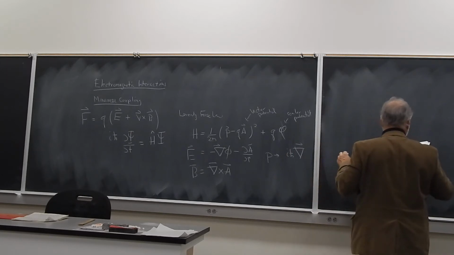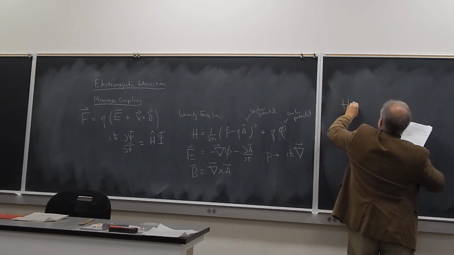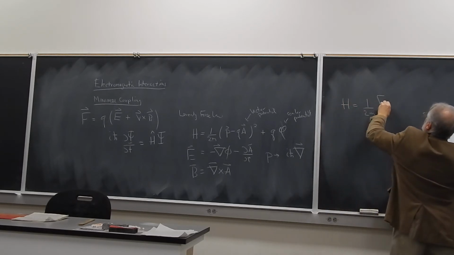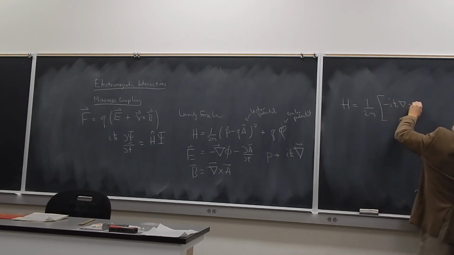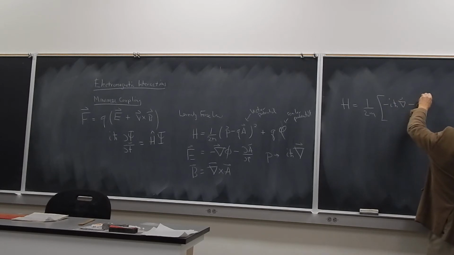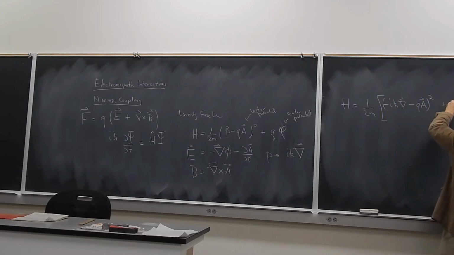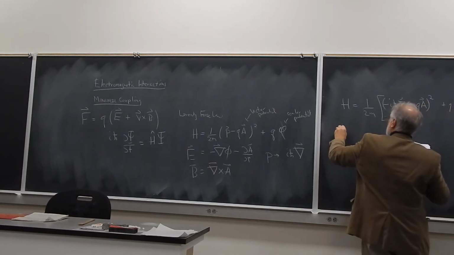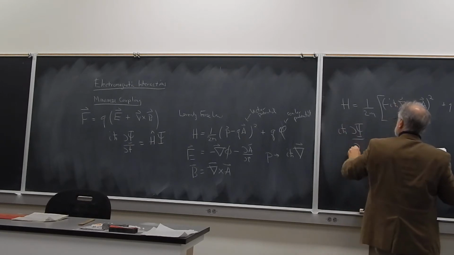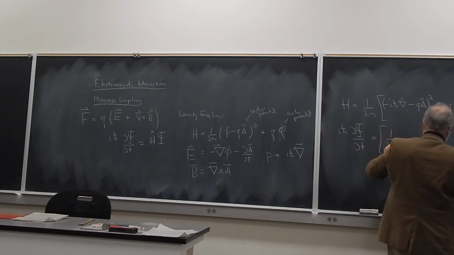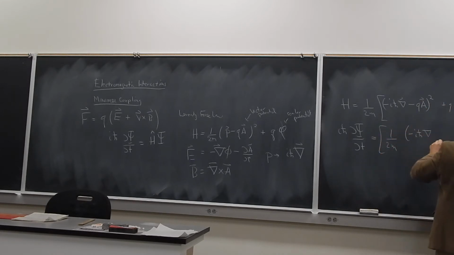That turns my Hamiltonian into something that looks like this. H is equal to 1/2m (minus i h bar del minus qA) squared plus q phi. My Schrödinger equation then becomes i h bar d psi/dt equals 1/2m (minus i h bar del minus qA) quantity squared plus q phi, times psi.